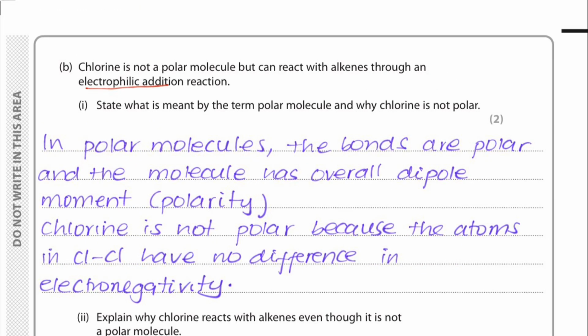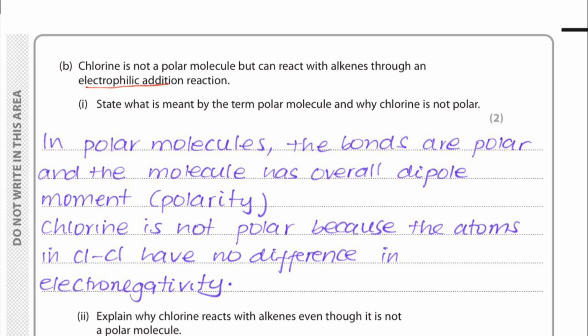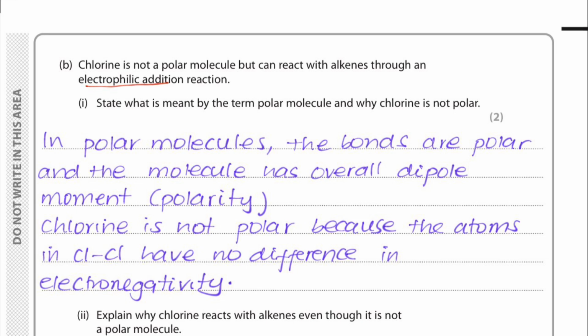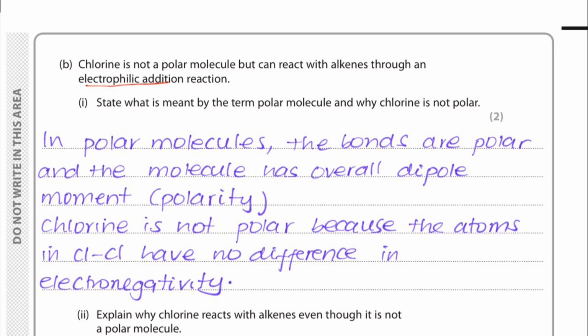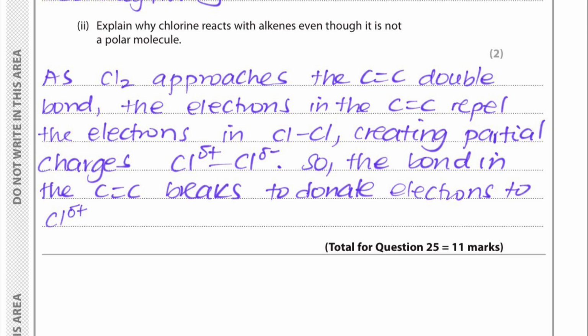In the next part, chlorine is not a polar molecule but can react with alkenes through an electrophilic addition reaction. State what is meant by the term polar molecule and why chlorine is not polar. A polar molecule has polar bonds and an overall dipole moment due to differences in electronegativity. In chlorine gas, the 2 atoms are identical, so there is no difference in electronegativity, meaning no dipole is formed, it's nonpolar.